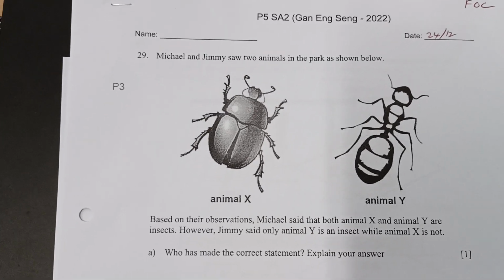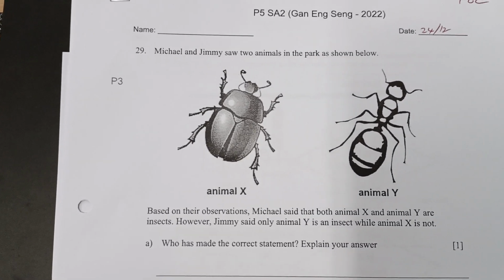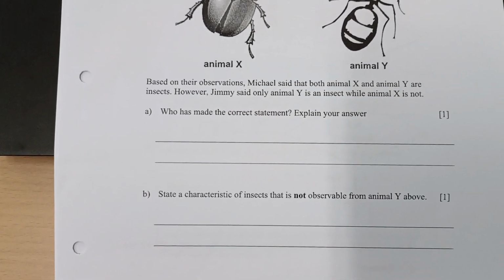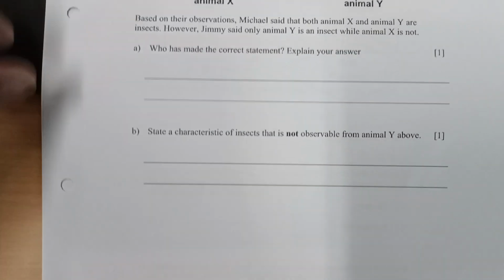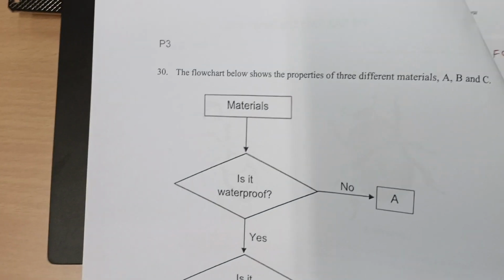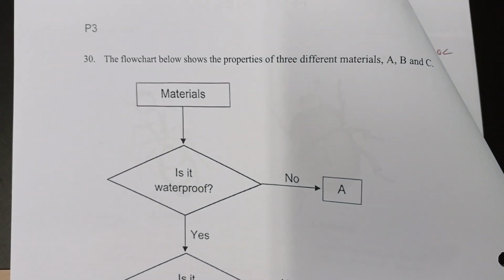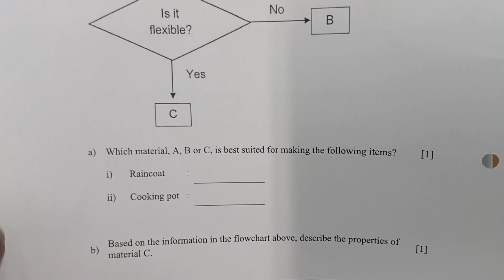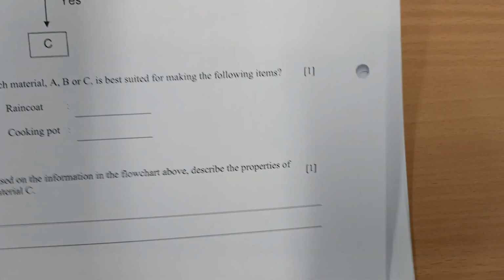So the first question, as you can see, is actually a P3 content question where the students have to make these observations and state the characteristics. Now let's turn to the next page. And this is question 30. As you can see, this is also a P3 content question on material science, classifications of materials and their properties.